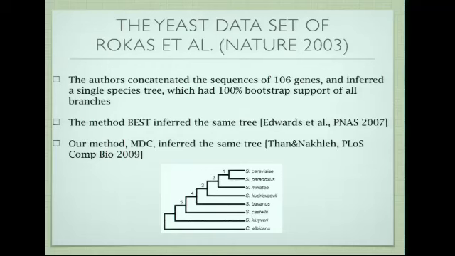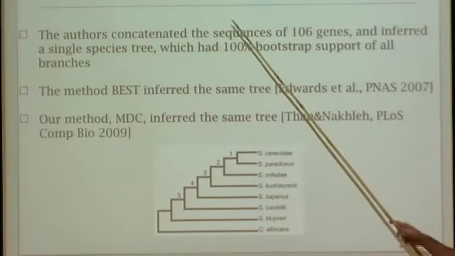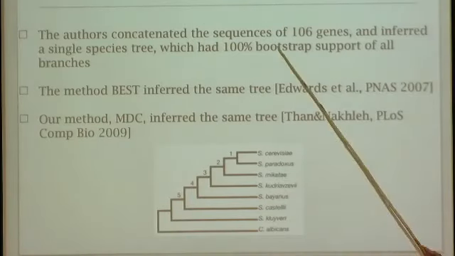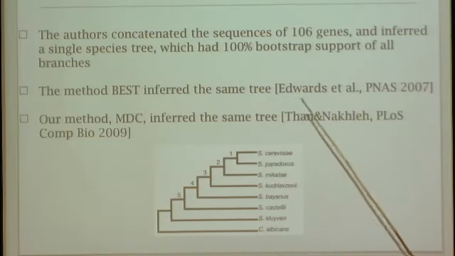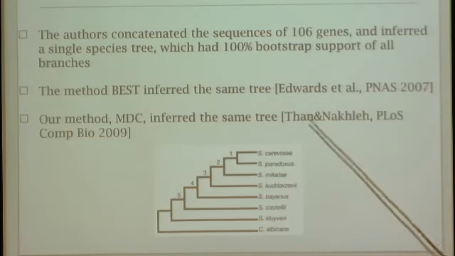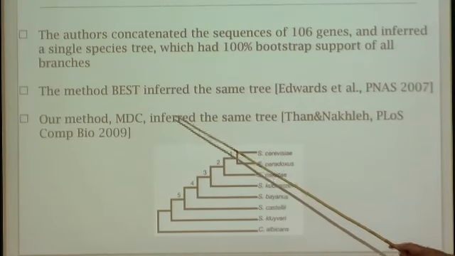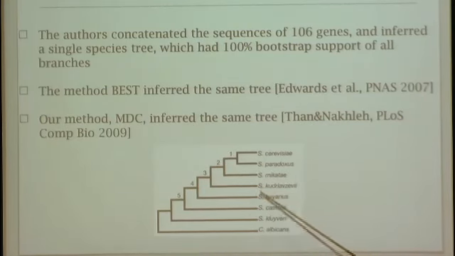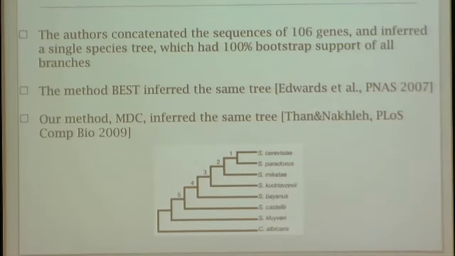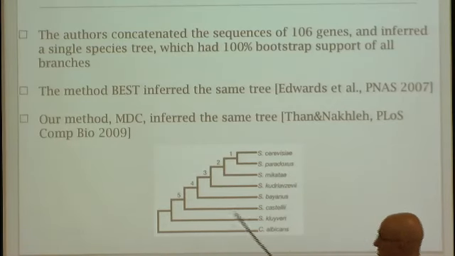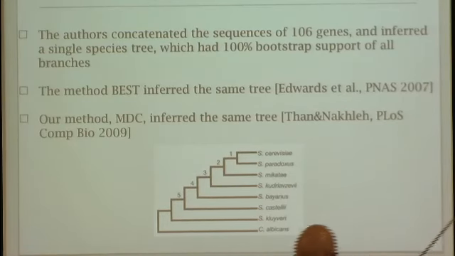I'm not going to talk about the results on synthetic data, because I don't have much time. But this is the result for the yeast data set that was proposed by Rokas et al. in 2003, where they basically sequenced 106 loci, concatenated the sequences, and built the species tree. They got this. The Bayesian approach, BEST, by Liang, Liu, and others, also got the same tree. Using MDC, we got the same tree. Of course, there's a huge difference in time between these two methods, but also BEST estimates other parameters like branch lengths, times, and population sizes, and so on.